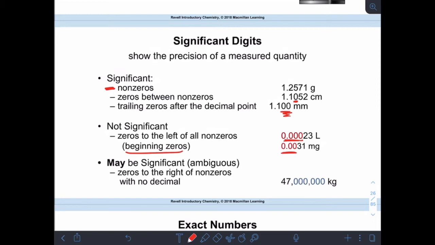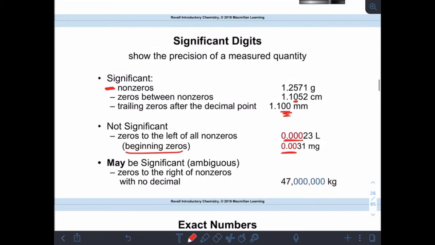Okay, so any zeros that are in front of our significant digits, those are never significant. Now, zeros that might be significant are trailing zeros when we have no decimal point. So notice this 47 million kilograms doesn't have a decimal point there. So we could have all of those digits be significant, or it could just be the 47. We're not really sure. Okay, so we're going to try and use decimal places to make sure that we're clear about what digits are significant.